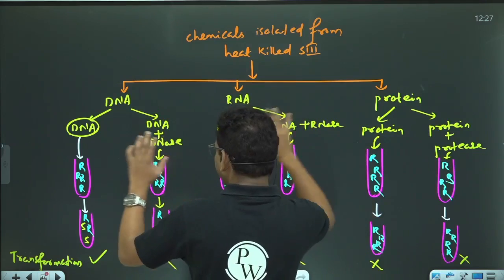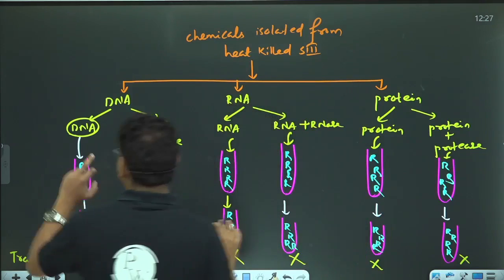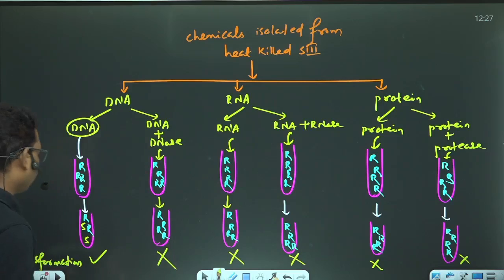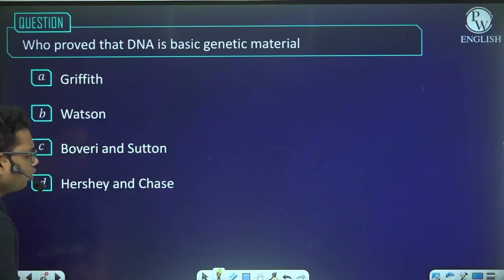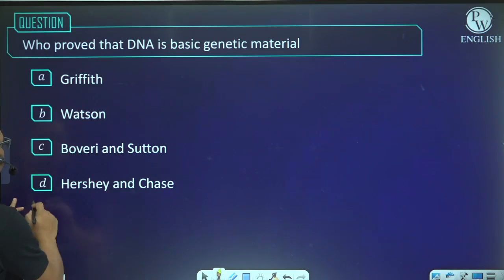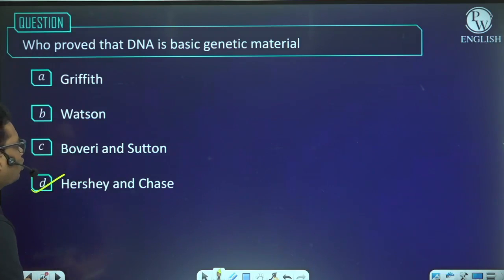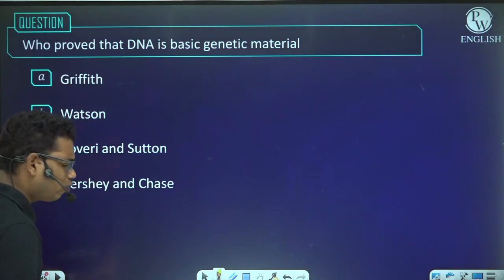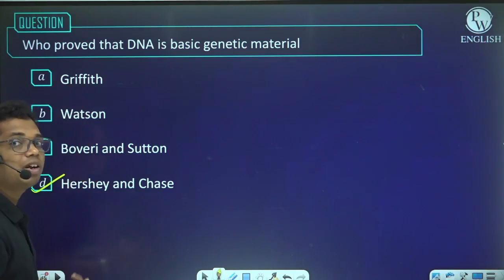So by comparing all these, they concluded, okay, DNA is the transformation principle, which was proposed by whom? Griffith. Next, who proved DNA is basic genetic material? It was Hershey and Chase. Okay, Watson did not prove. He was associated with giving the double helical structure of DNA.